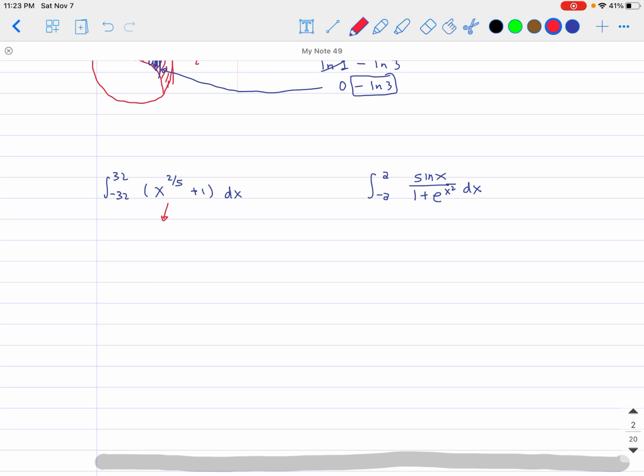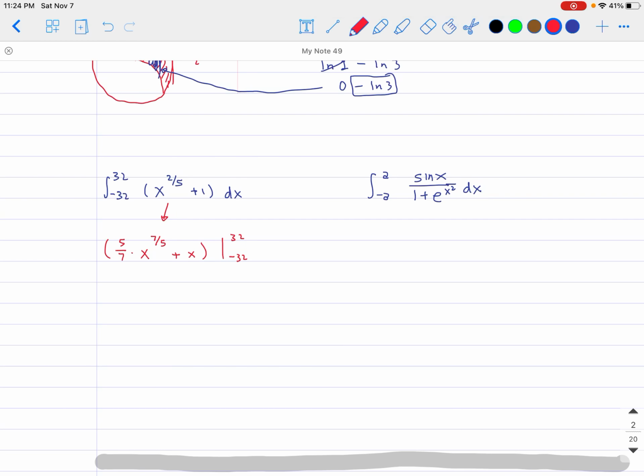So first of all, the antiderivative of x to the 2/5 is going to be x raised to the power of 7/5 because it's the reverse power rule. Then I'm going to multiply by 5 over 7 because we multiply by the reciprocal, right? Because, again, reverse power rule. And then we say plus x because that's the antiderivative of 1. And now we're going to plug in the boundaries from -32 to +32.